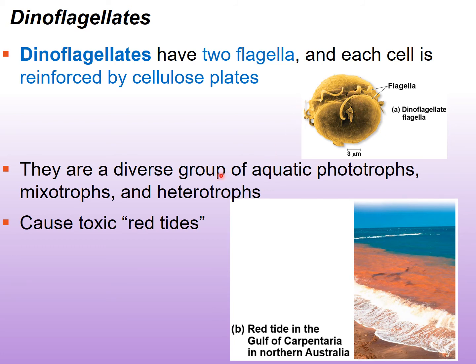Now, they are abundant in phytoplankton, and they're quite diverse in terms of their lifestyles. So they are generally aquatic, but they could be phototrophic, mixotrophic, and heterotrophic. These are the organisms that cause the red tide. So it's not a bacteria that's in the sea when we have red tide. It's actually a protozoan, and it's a dinoflagellate.